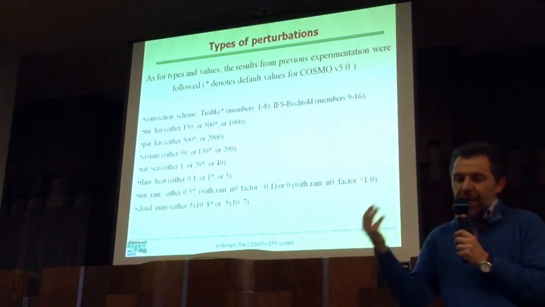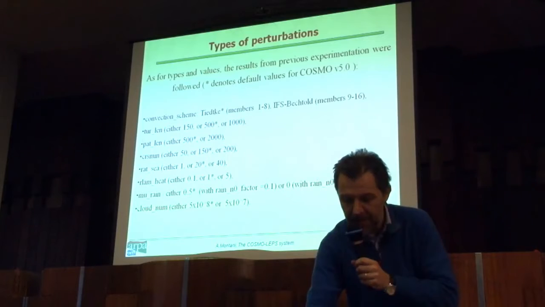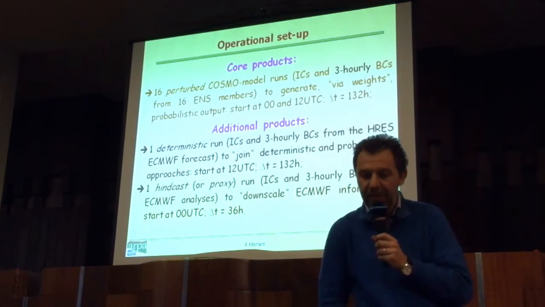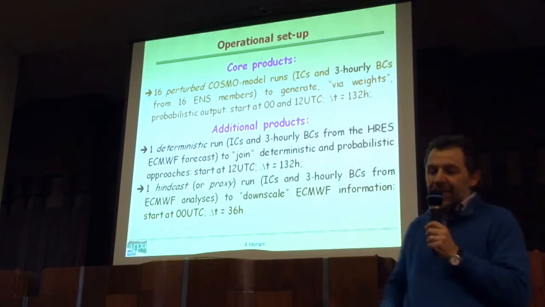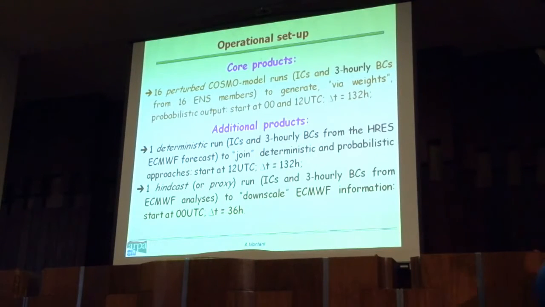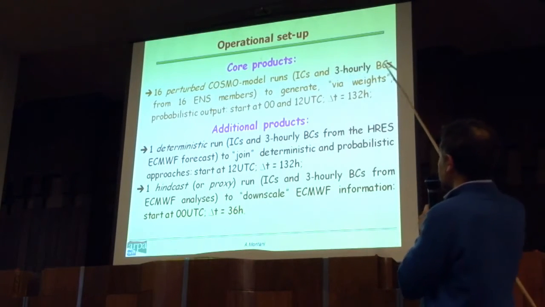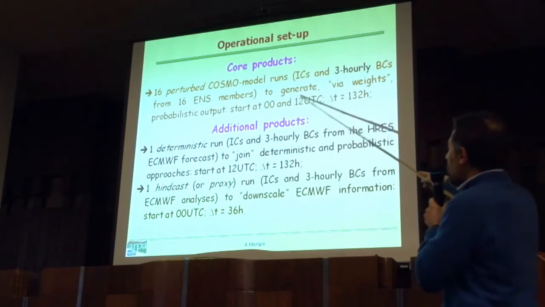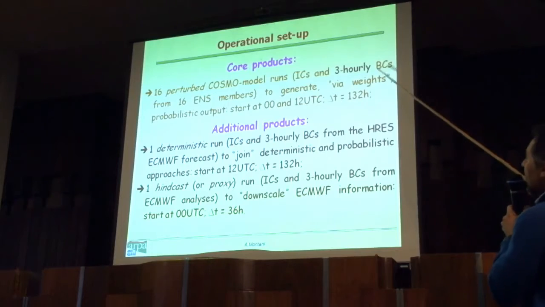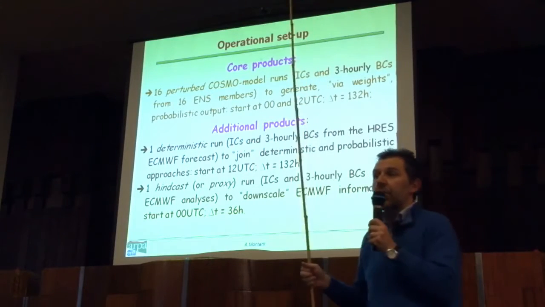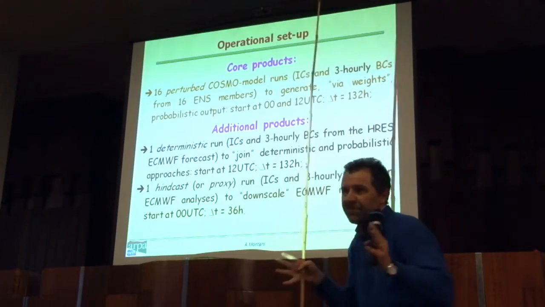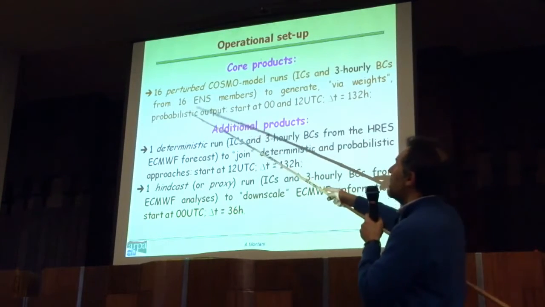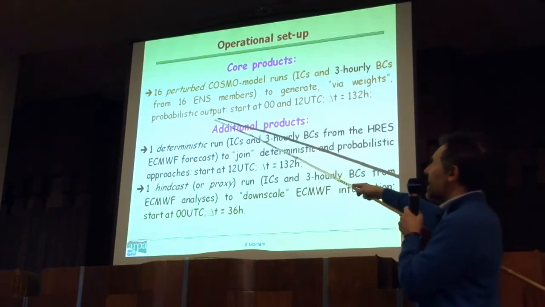Okay, so there are different types of perturbation, but probably that is not very relevant. So what do we produce? We produce the core products, which are the 16 COSMO model runs, which take initial and 3-hourly boundary conditions from the 16 selected members, which are used to generate, via weights, the weights we were saying before, the probabilistic output, which means the other products that we will see later on.